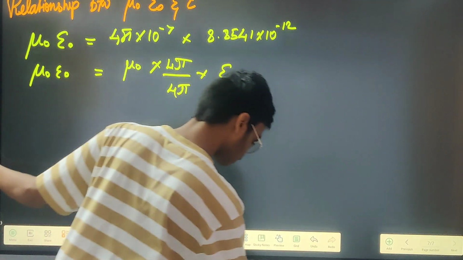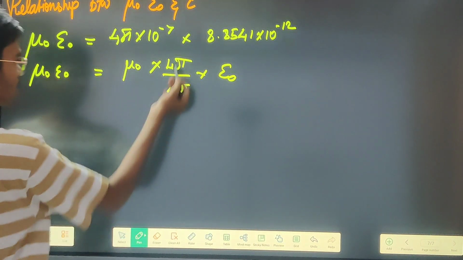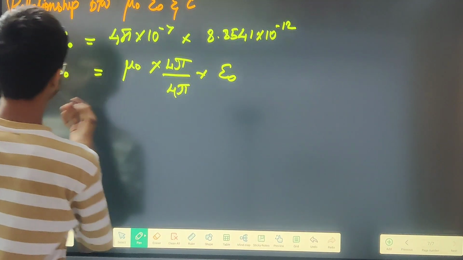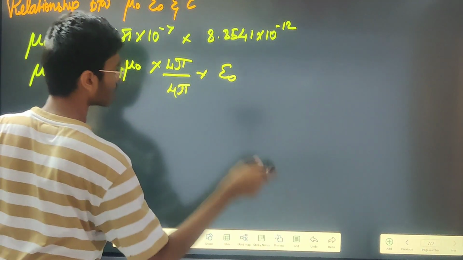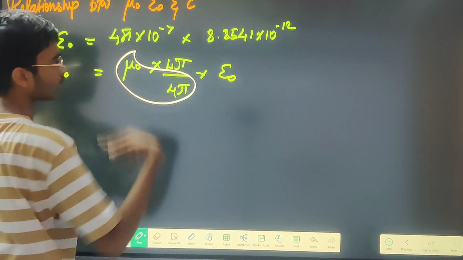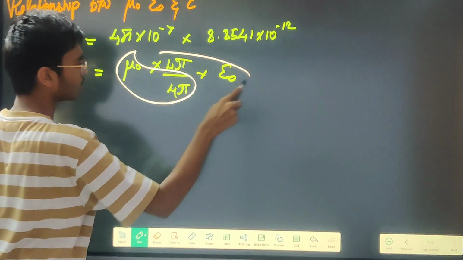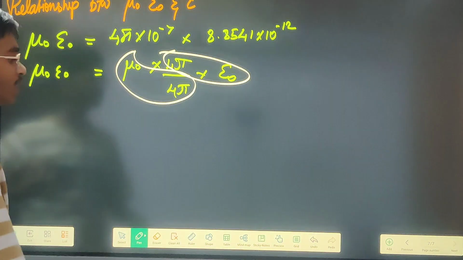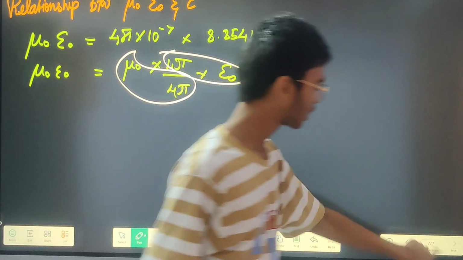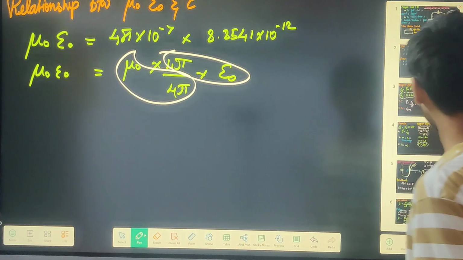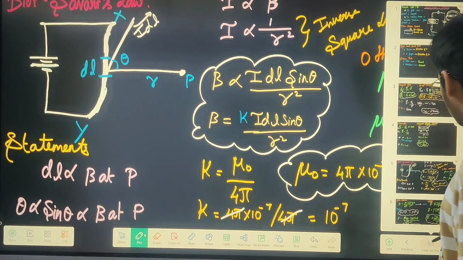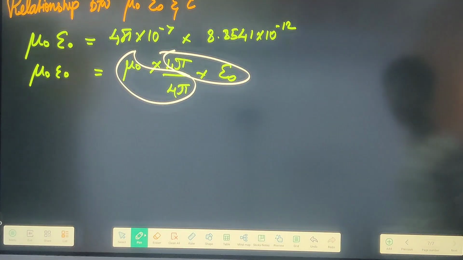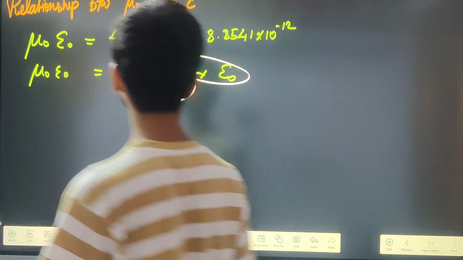What is this term? This term is k. What is this term? This term is also k, right? So don't put k square. These two k's are very different. The k that we have said over here now, and the k that we have seen in the electrostatics first lesson, these two are different k's.